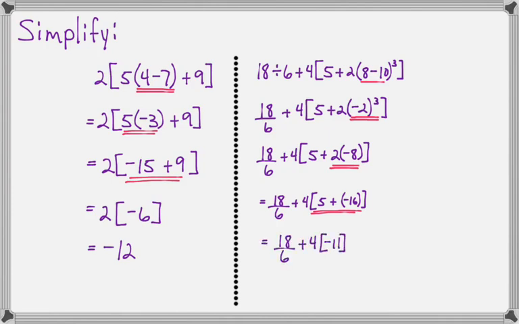Now, I have division here and multiplication here. If I do them in order from left to right, then I may as well do them in the same step because they're not going to affect each other. 18 divided by 6 is 3, and 4 times -11 is -44, and 3 plus -44 is -41.